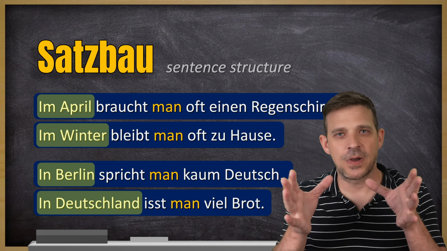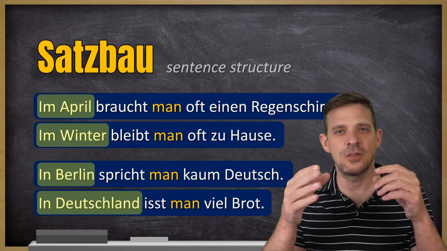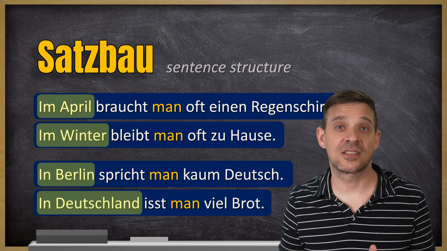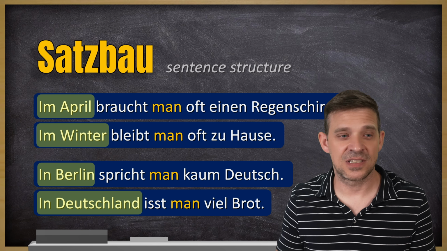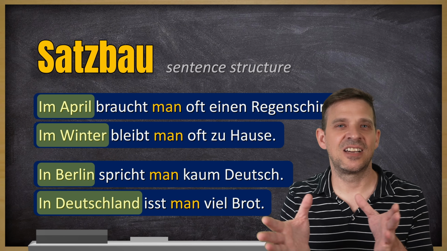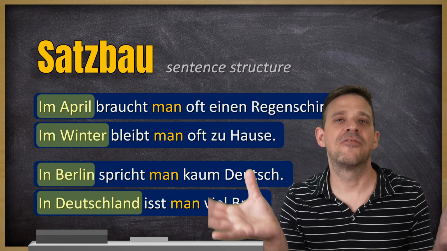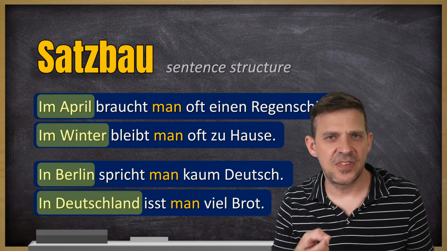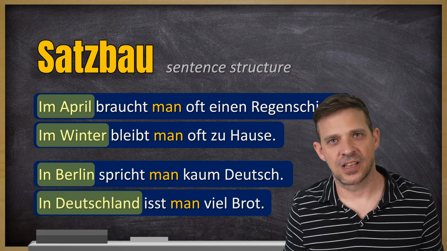Why? Because when you start with this information, you put emphasis on this information, which is correct or more natural because this is the more important information. The subject man is actually not that important. It's just like everyone, people. Important is im April, im Winter oder in Berlin oder in Deutschland.